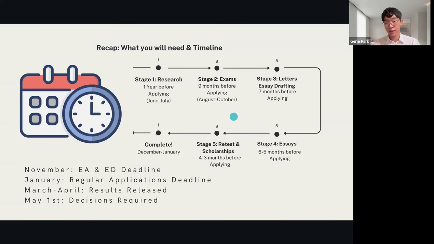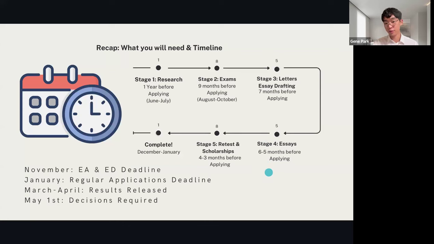So you'll sit your exams 9 months before applying. So that's from August to October. Your third stage is you would start drafting your essays, because trust me, it takes a fair bit more time, especially if you are as slow of a writer as I am. You want to do that well before you start actually applying. And you want to start arranging for your letters of recommendation. Make sure that your teachers have plenty of advance notice well before.